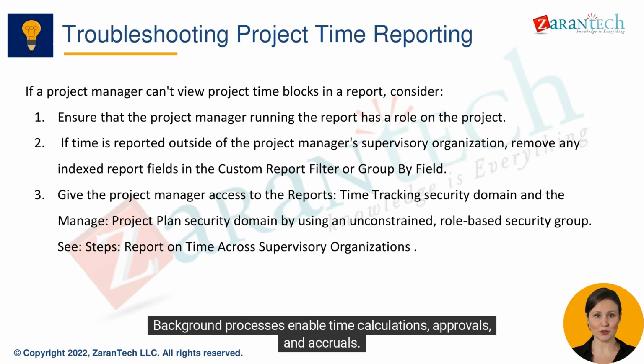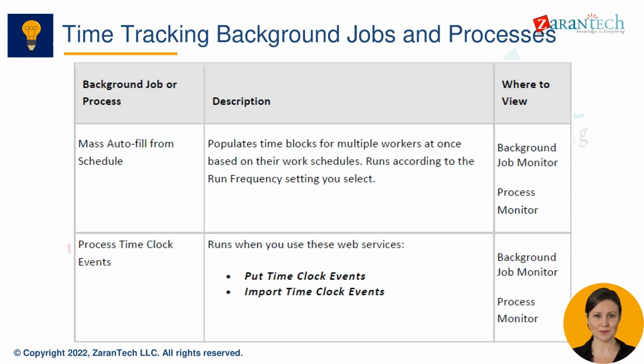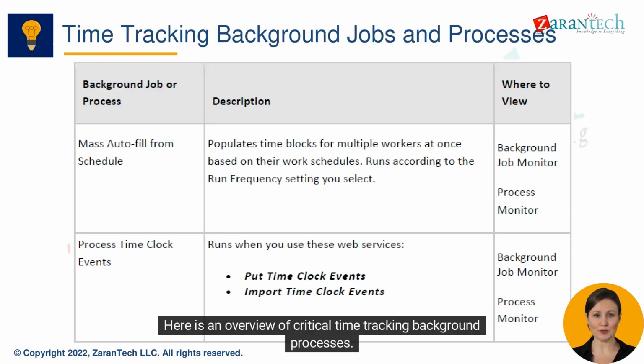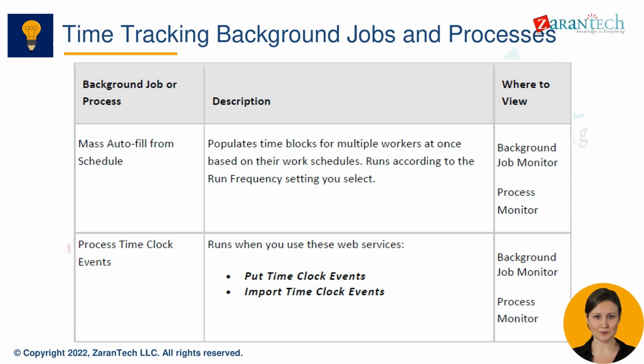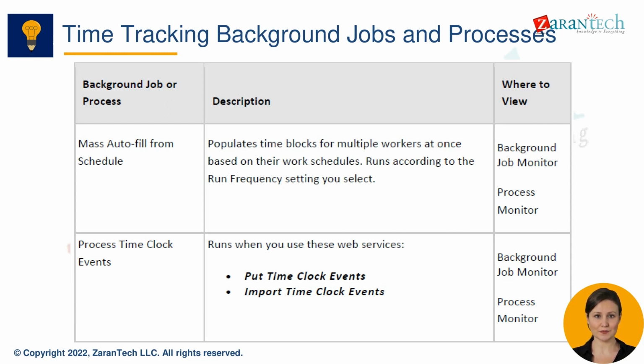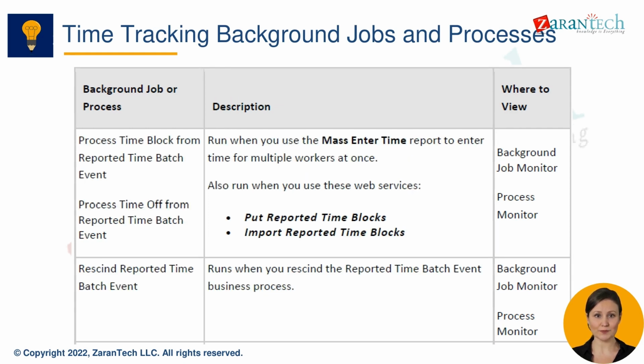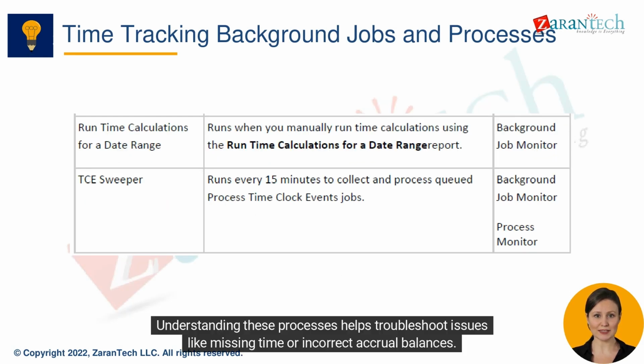Background processes enable time calculations, approvals, and accruals. Let's look at key ones. Here is an overview of critical time tracking background processes. Pause here to provide more detail on each process. And these are key processes for absence management. Again, pause to explain each process. Understanding these processes helps troubleshoot issues like missing time or incorrect accrual balances.